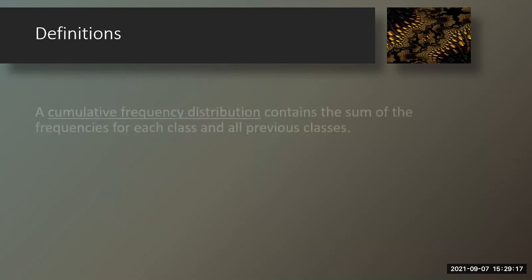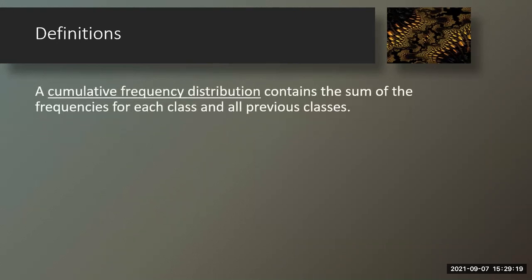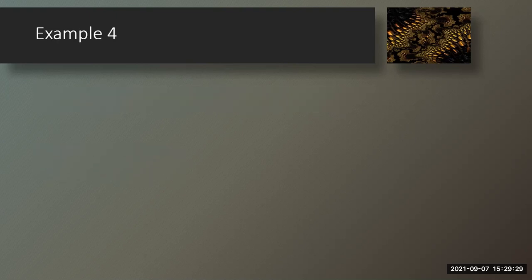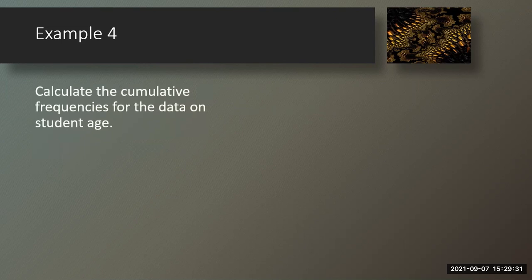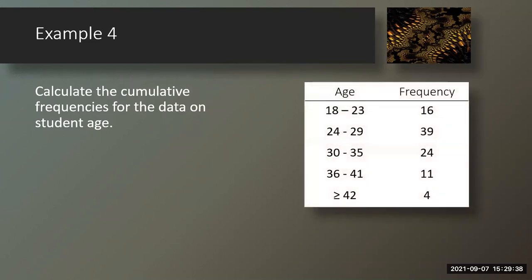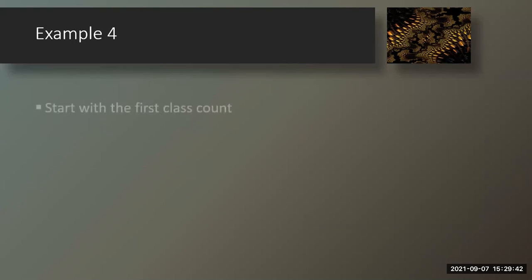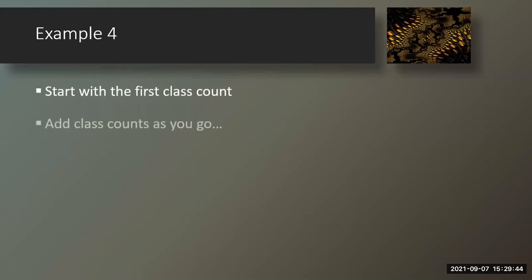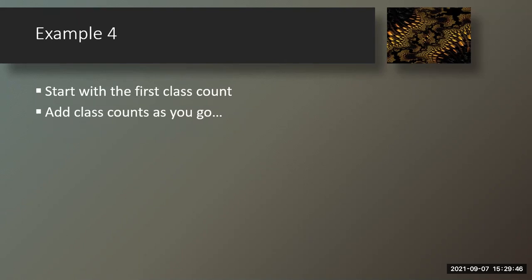More definitions. The cumulative frequency distribution contains the sum of the frequencies for each class and all previous classes. So you want to think of a running total. Calculate the cumulative frequency for the data on student age. There's the data on student age, and I begin with the first class count, and we add class counts as we go.